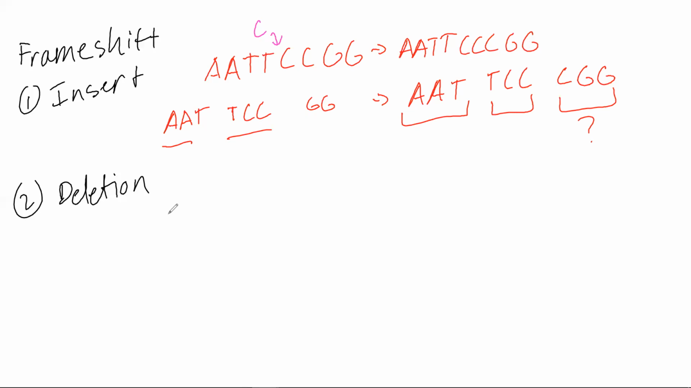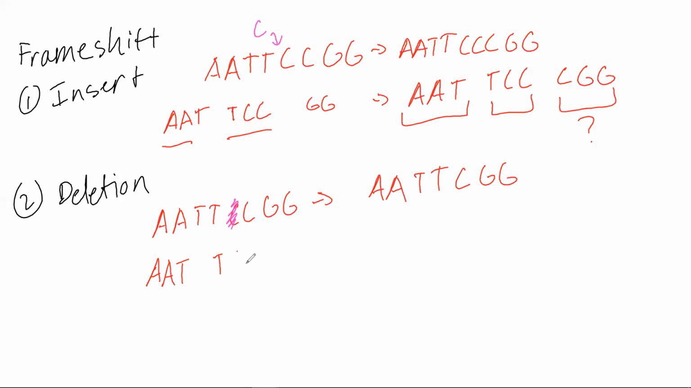In a deletion, let's use the same strand, A, T, T, C, C, G, G. And let's say, for instance, I delete this C. Now, what I get is A, T, T, C, G, G. And my codons are A, T, T, C, G, G. Sorry, where it should have been, my mistake, it should have been T, C, C, and G, G. This is now A, T, T, C, G, G.